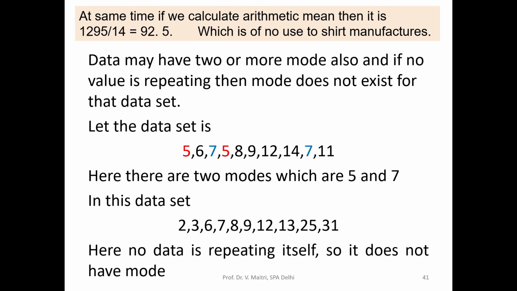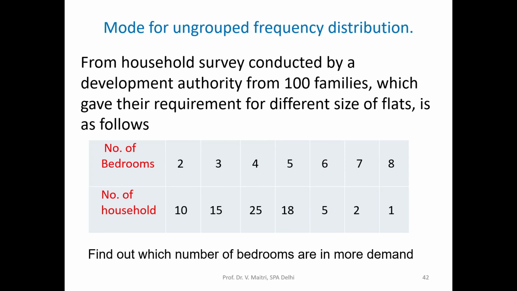That's another type of example. Data may have two or more modes also. So in this data set, 5 is appearing 2 times, 7 is appearing 2 times, so we can say there are two modes in this data, 5 and 7. And in this data set, no one is repeating itself. So it means it does not have a mode, or all are modes, we can say. So it is the same thing: no mode or all have the modes. Now computing the mode for ungrouped frequency distribution.